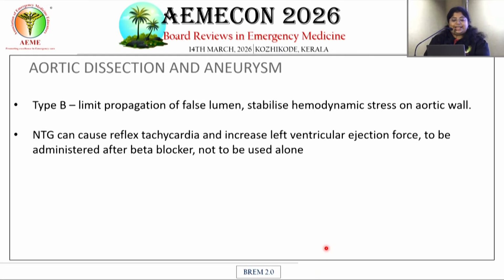So moving on to the next topic, the use of NTG in aortic dissection and aneurysm. It is used in the medically managed aortic dissection, that is the type B dissection. It limits the propagation of the false lumen, and it stabilizes the hemodynamic stress on the aortic wall. One thing to be noted here is that it should never be used as a monotherapy. It should always be administered after a beta blocker. Why? Because NTG can cause reflex tachycardia, and that can increase the left ventricular ejection force, and that can increase the shear stress on the wall of the aorta.